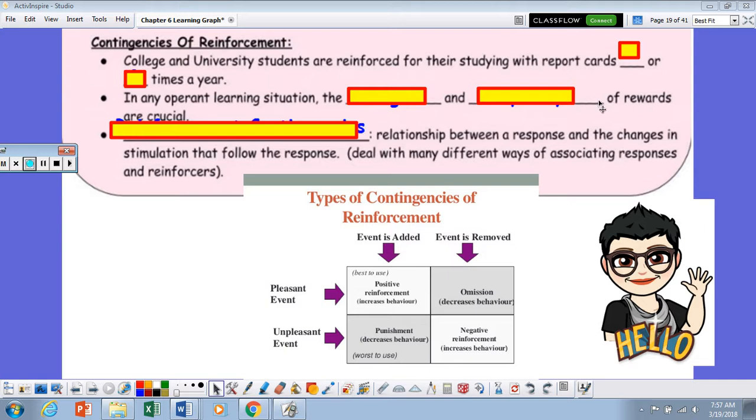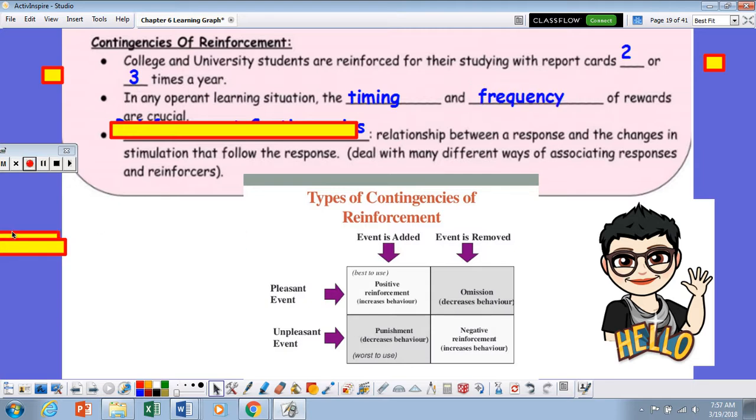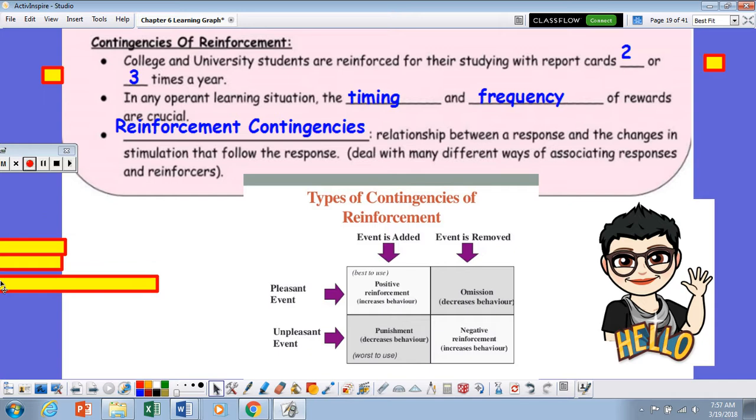Report cards. This is one way that we can reinforce certain behaviors as teachers. But at the college or university level, students are reinforced for studying with report cards that only come out perhaps twice or 3 times a year. In an operant learning situation, the timing and the frequency of the rewards becomes very crucial. And hence, we've got to get into talking about reinforcement contingencies.